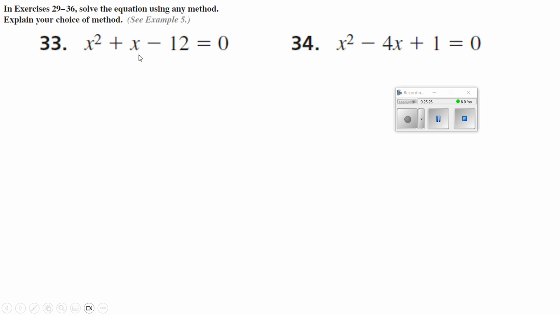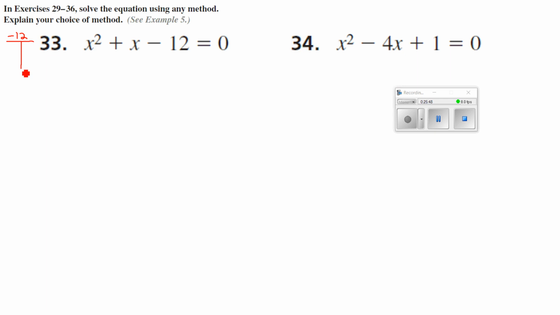Next is 33. So solve the equation using any method, okay? Can I square this one? Well, I got 1 times negative 12, right? And that would give me negative 12. Can I get a negative 12 and then get 1 for an answer?